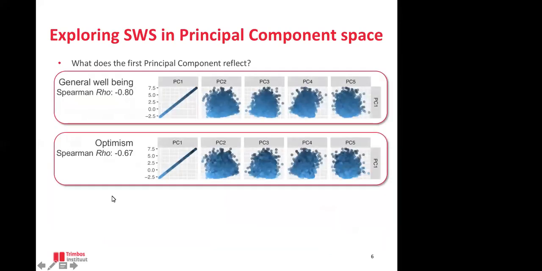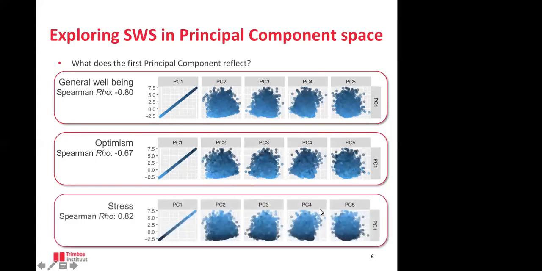So if I take a look at the first principal component, I see that there's a very strong negative correlation with the first principal component and, in this case, general well-being, as you can see at the top here. So for the first principal component, you see that in general, there's more light blue dots at the bottom than there is at the top. And this also goes for optimism, which is what you would expect, because you would expect a correlation between general well-being and optimism. Now, what we also see is that there's a positive correlation with stress, which is also to be expected given that it's negatively correlated with general well-being and optimism. So the first principal component seems to reflect general well-being, how good do people feel overall.